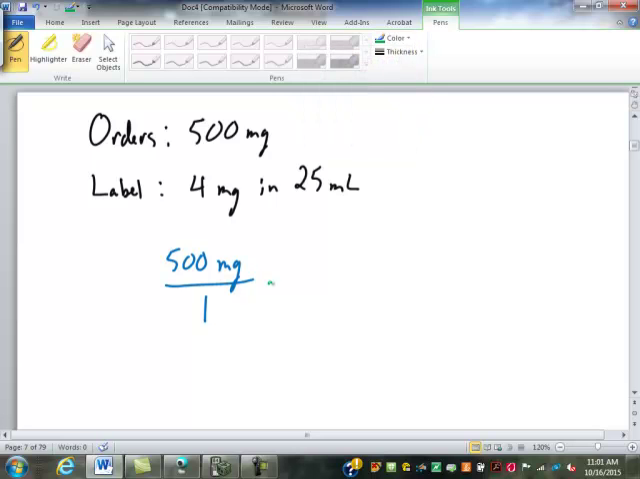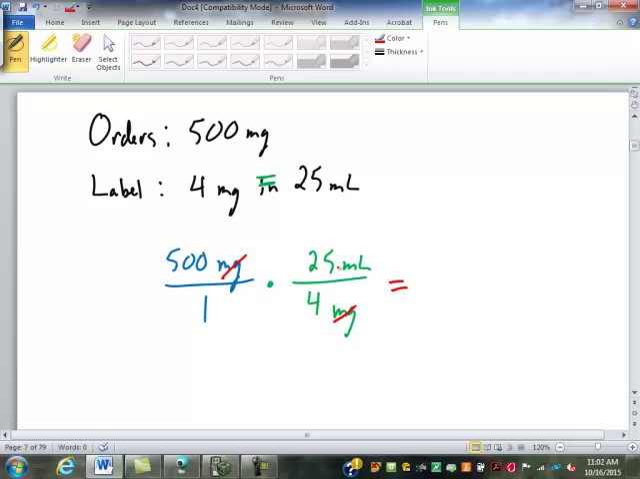We're multiplying by a conversion factor. And in the conversion factor, we have this equivalency. 4 milligrams in 25 milliliters is the same as saying 4 milligrams equals 25 milliliters. Which one of those is going to go on bottom? The 4 milligrams on bottom, so that they cancel out. 25 milliliters on top. Milligrams will cancel.